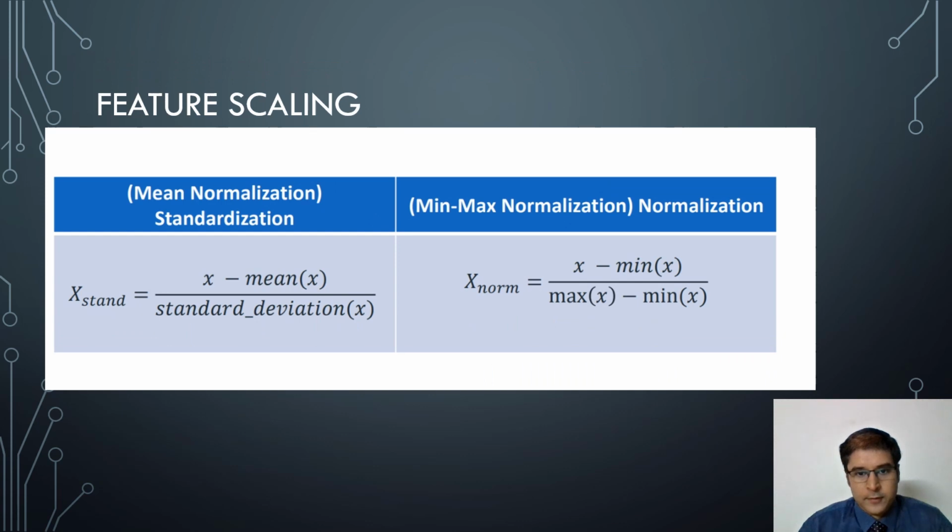In this slide, we see feature scaling. First one is mean normalization or standardization, and second one is min-max normalization or normalization. So this uses the standard deviation, and this uses the min-max normalization.